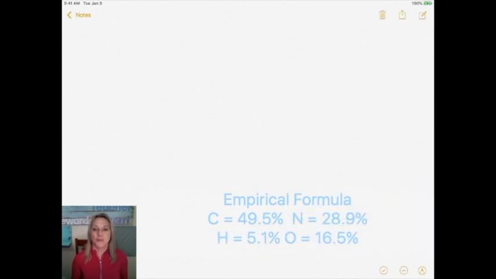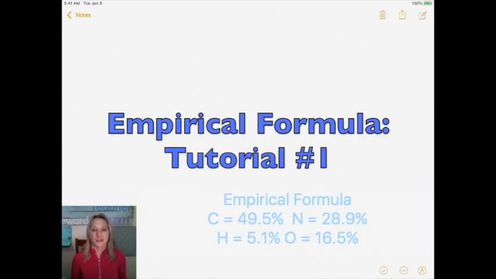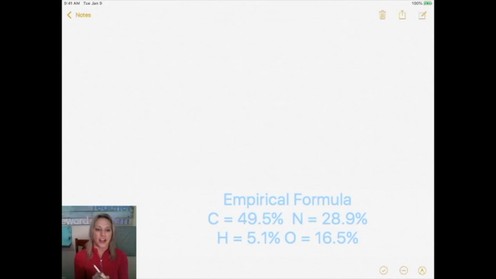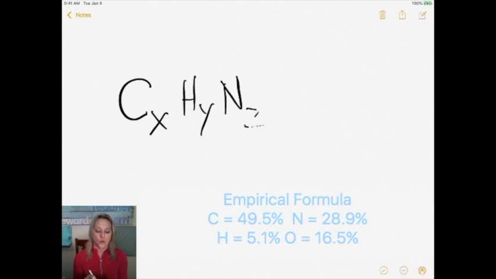For this lesson, we're going to learn about empirical formula and how to take the percent composition and write it into a formula that has the lowest ratio. So for this example, we have a compound that has carbon with an unknown subscript. We also have hydrogen with another unknown subscript, nitrogen with a third unknown subscript, and oxygen with another unknown subscript. So we know it will be composed of carbon, hydrogen, nitrogen, and oxygen. And we need to find out what ratio or mole ratio these will be part of.